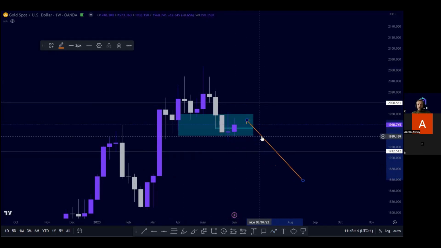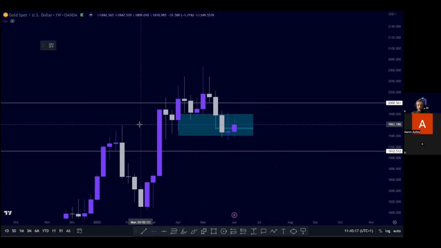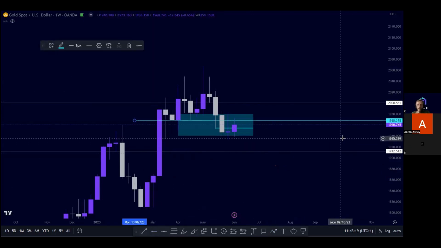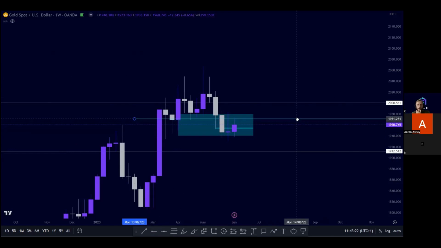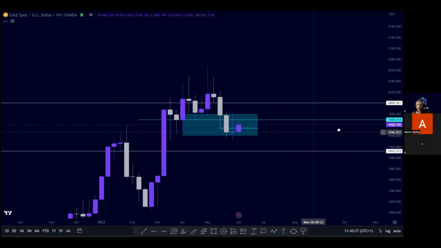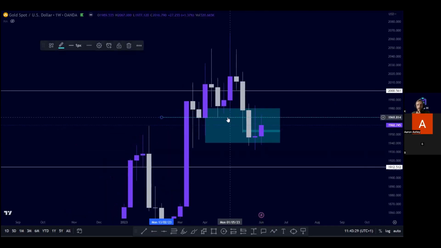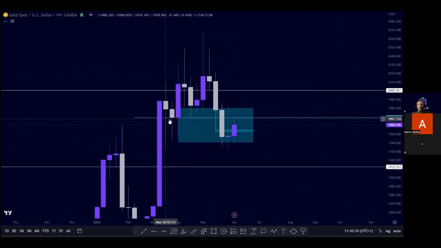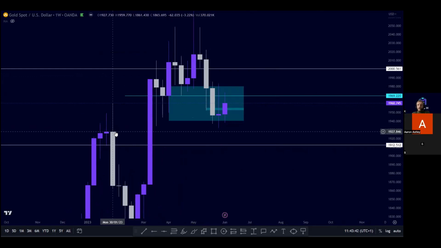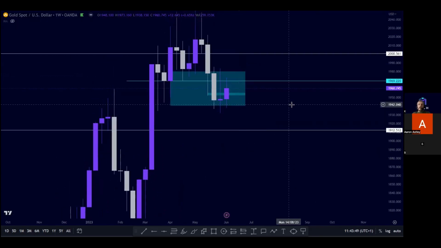So I'd like to see if price can hold this area around 1968, 1950, call it around there, 1969, the 1900 area. I'd like to see if price can come up and maintain this as resistance before coming back down to either the 1927 area or potentially the 1912 area before establishing support.